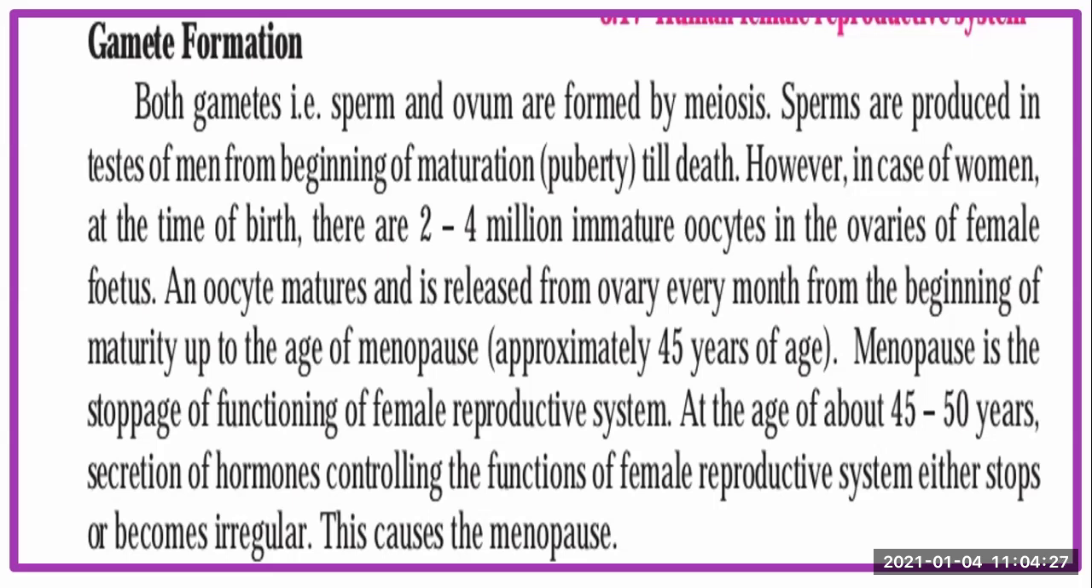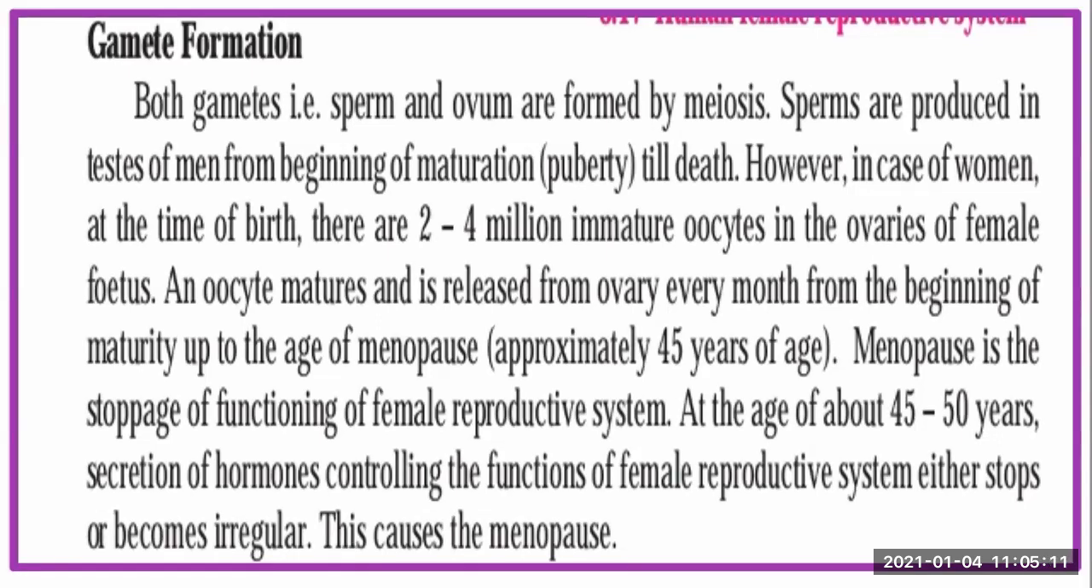So as we were talking about gamete formation, puberty and menopause, what is given in our textbook? Both the gametes, that is sperms and ovum, are formed by meiosis. Sperms are produced in the testes of men from the beginning of maturation, that is puberty, till death. However, in women, at the time of birth, there are 2 to 4 million immature oocytes in the ovaries of the female fetus. Since the fetal condition, females have 2 to 4 million immature oocytes.